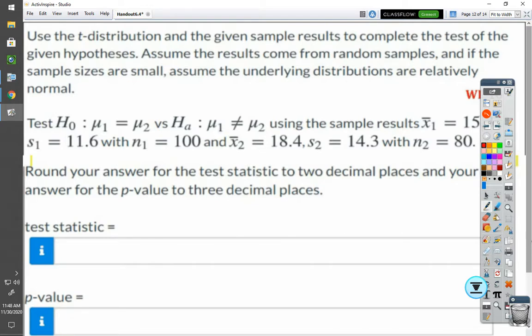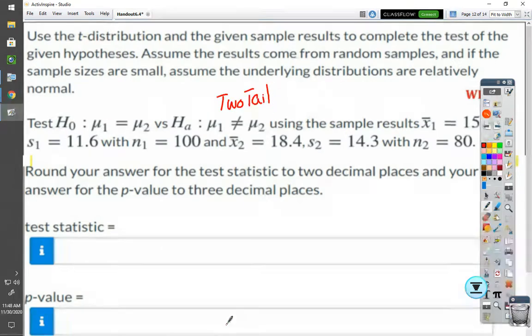So in this first one, it says test H sub 0 where mu1 equals mu2, so we know that we're centered at 0. Our H sub A, or our alternative, is two-tail, because we have not equal, so we know we have a two-tail test, and that's important.